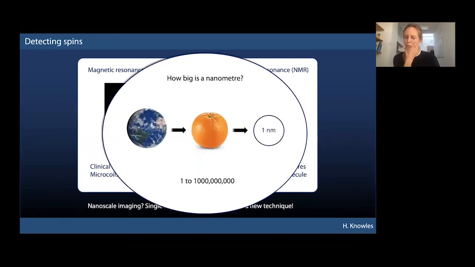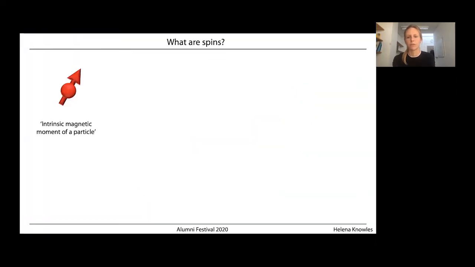And just as a reminder of how small a nanometer is, I quite like this analogy of taking the Earth and squeezing it down to the size of an orange. And if you apply that same process again to the orange and squeeze it down by the same amount, you get to a nanometer. So it's really very, very small, a one to a billion ratio. That's how small we're talking, really getting to the single molecule size.